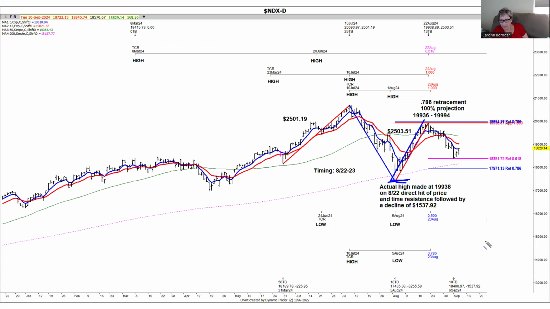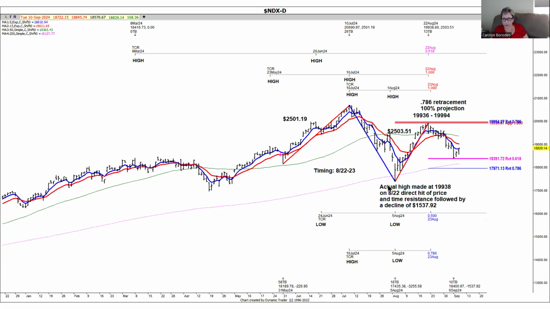So this one here, we had resistance that came from a high to low, 786 retracement. And I had a projection of this low to high swing, which was 2501.19, projected from this low. This ended up being very similar at 2503.51. The zone came in at 199.36 to 199.94. Actual high was made at 199.38, and this was followed by a decline of 15.37 in NASDAQ.